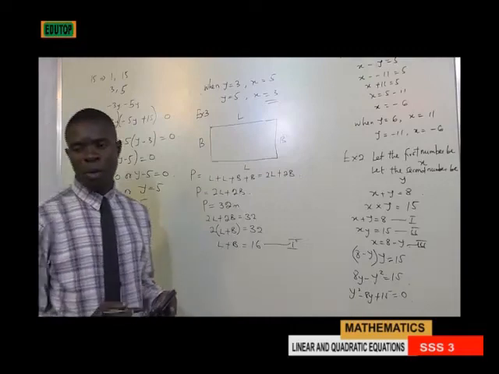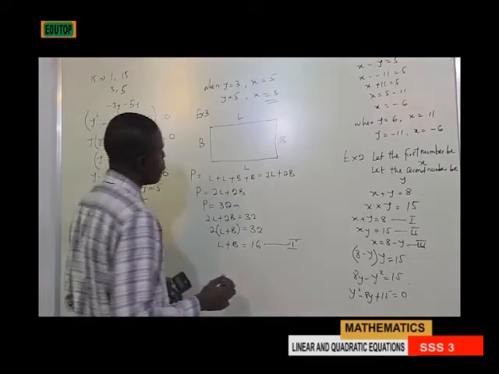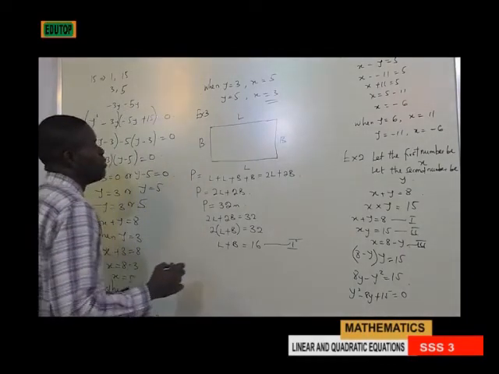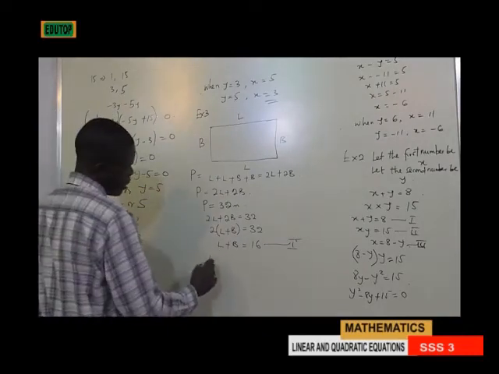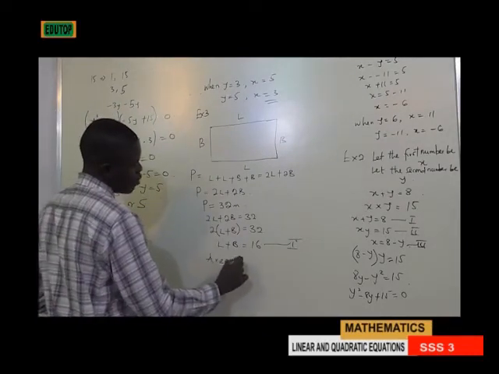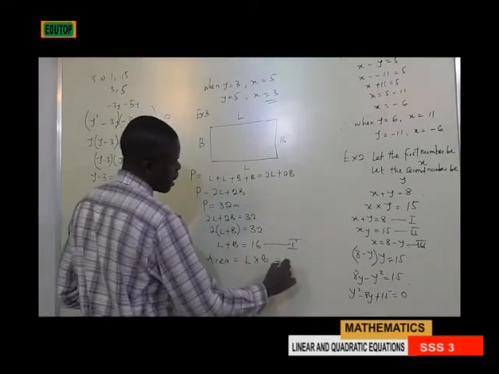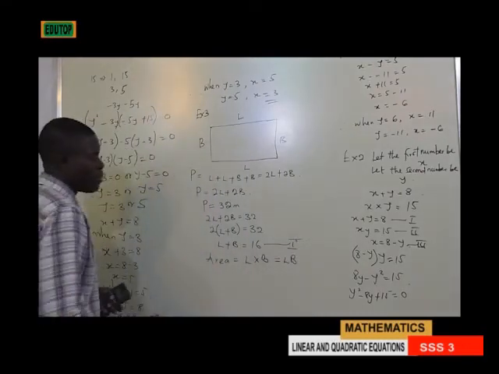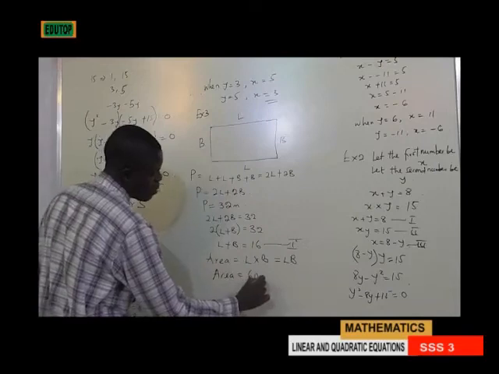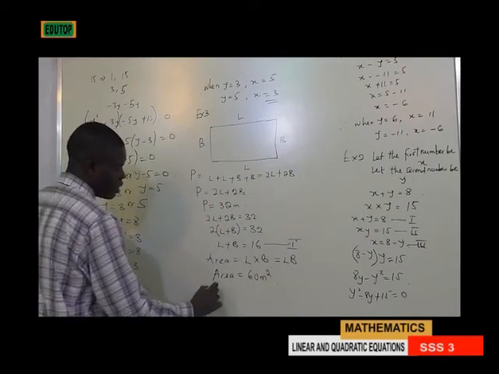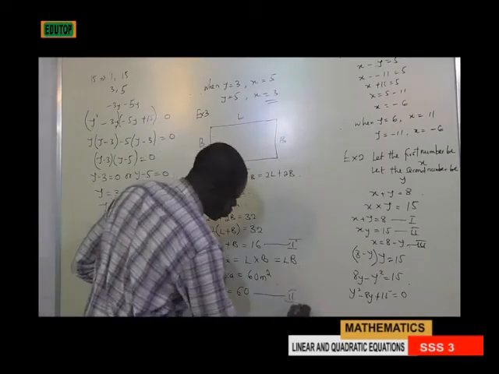Then the question still moves further to tell us that the area is 60 meters squared. And you know vividly that the area of a rectangle is length times breadth, which becomes LB. And what is LB? The area has also been given in the question to be 60 meters squared. So LB, which is the area, is now equal to 60. This is equation 2.